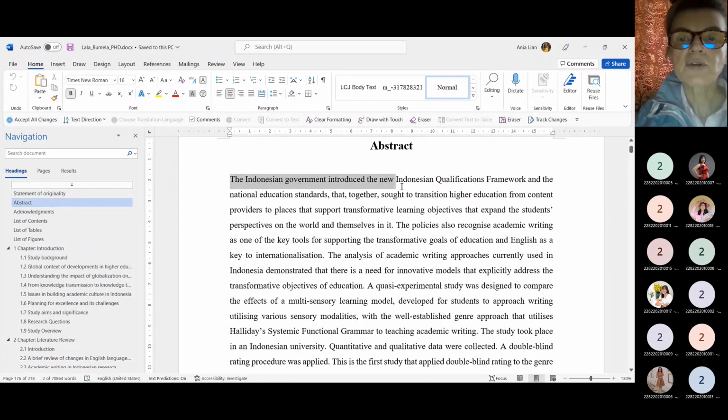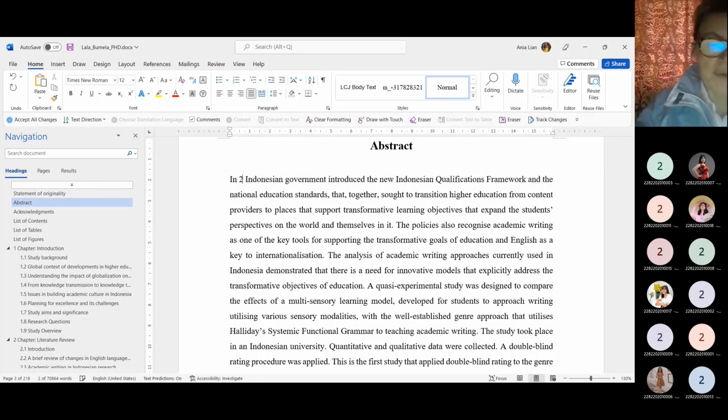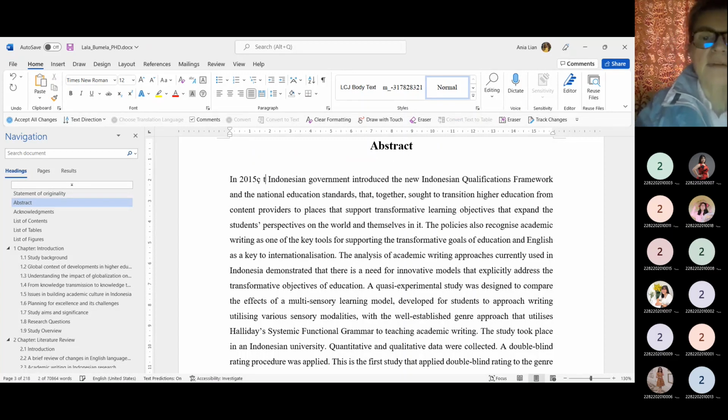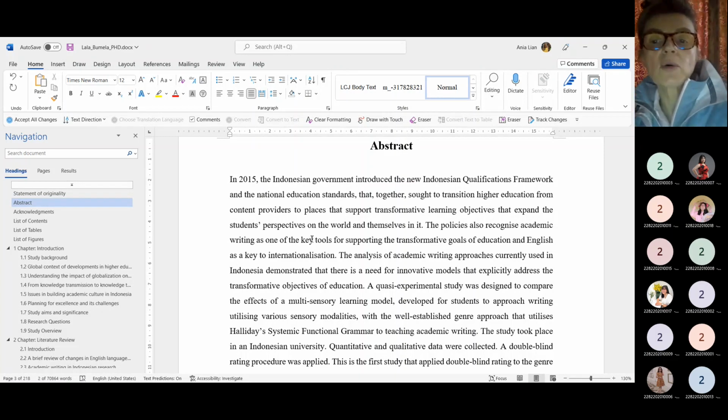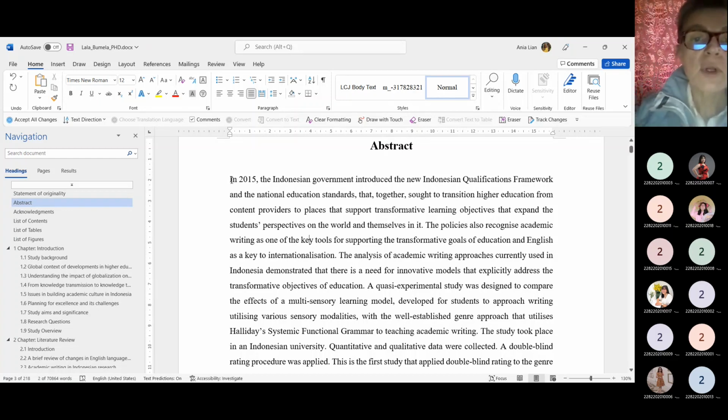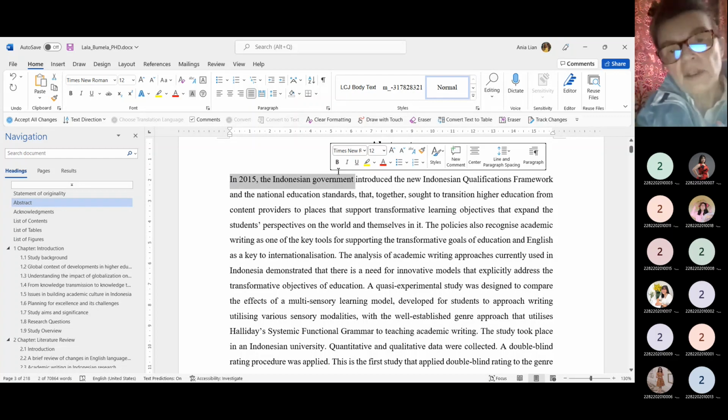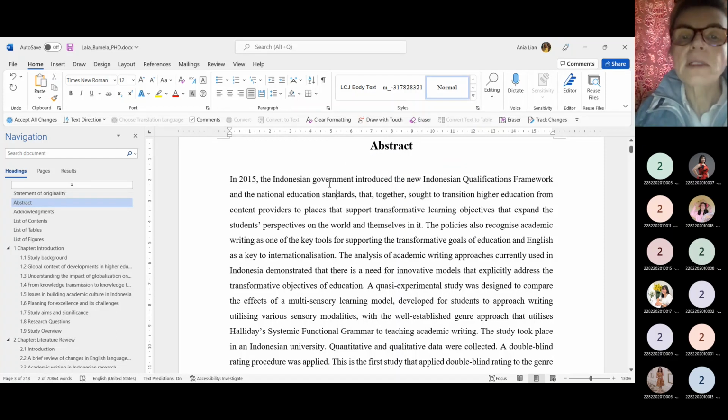The Indonesian government introduced the new Indonesian qualifications framework and the national education standards. Maybe he should have said when. In 2015, the Indonesian government, that would have been better, right? In 2015, the Indonesian government introduced the new Indonesian qualifications framework and the national education standards that together sought to transition higher education from content providers to places that support transformative learning objectives, right? So you place the reader somewhere in the universe, right? And here is the moment when the new policies were put in place.